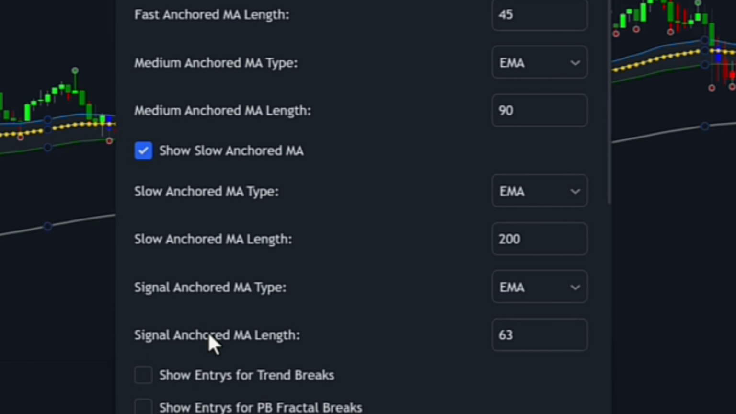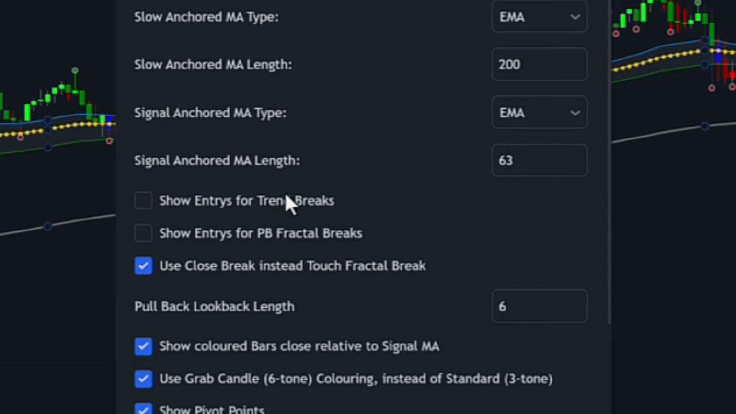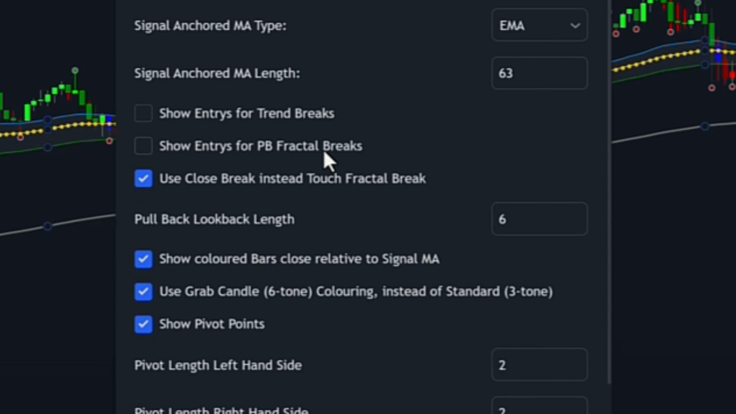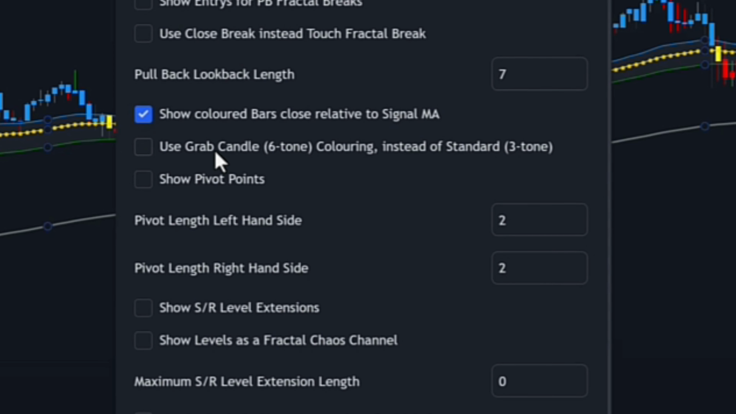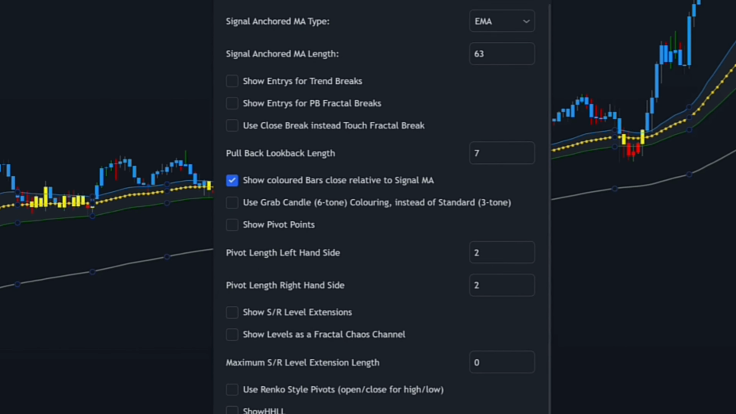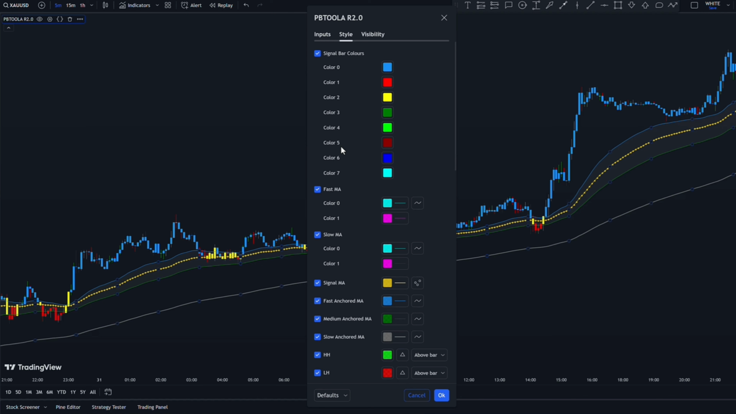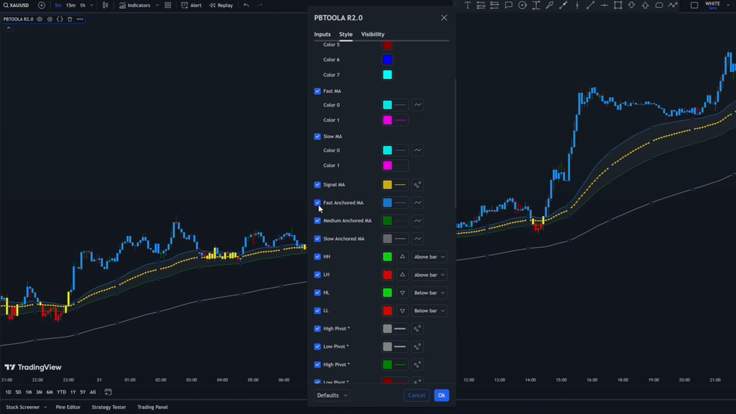Disable the Show Entries for Trend Breaks option, disable the Show Entries for PB Fractal Breaks option, and enable Use Close Break instead of Touch Fractal Break. Change the Pullback Lookback length to 7. Then enable the Show Color Bars Close relative to Signal MA, and then disable the other options. Finally, head to the Style tab where you can customize the color and thickness of the options to your liking.